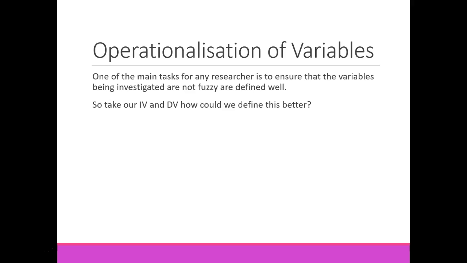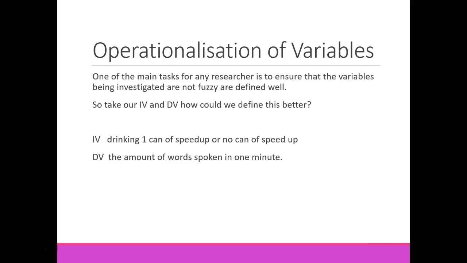Because sometimes, for example, if I was just measuring energy drink, and in my experimental condition some of them had 1 can, some of them had 2 cans, some of them had 3 cans, it would be very unclear as to the effects of that energy drink. So I would need to make sure it was clear in my hypothesis how much energy drink my participants were having. So, for example, I could say my IV was drinking 1 can of Speed Up and no cans of Speed Up. And my DV, so how can I measure talkativeness? It could be the number of words spoken in a minute. So it's making it very clear what I am measuring and what I am changing.